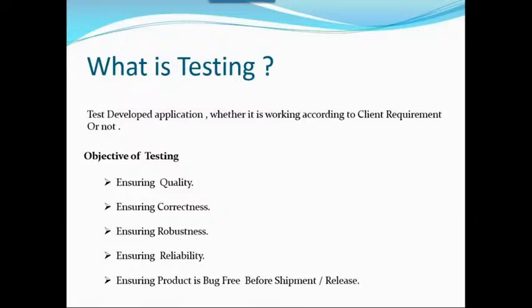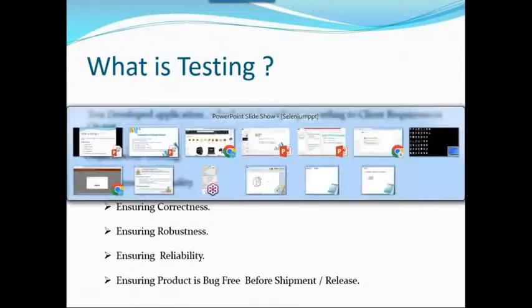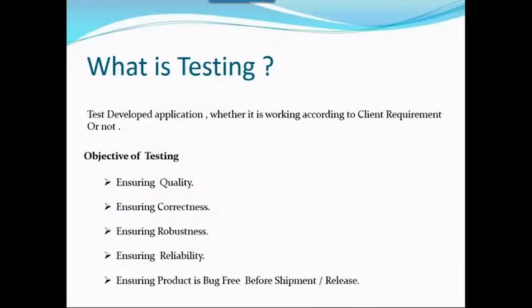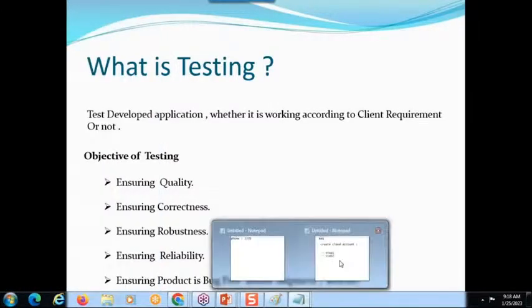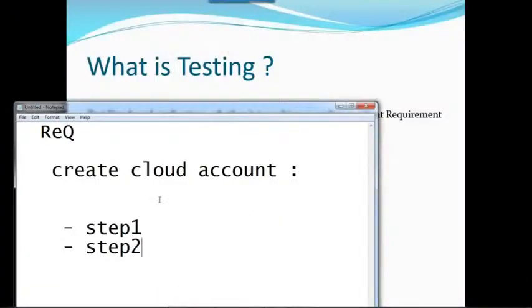How can you say that it is working as expected? Suppose what is given in the requirements and what you are getting in the output are both the same, then you can say that it is working as expected. Actual result is equal to expected result. So you can say that it is working as expected.